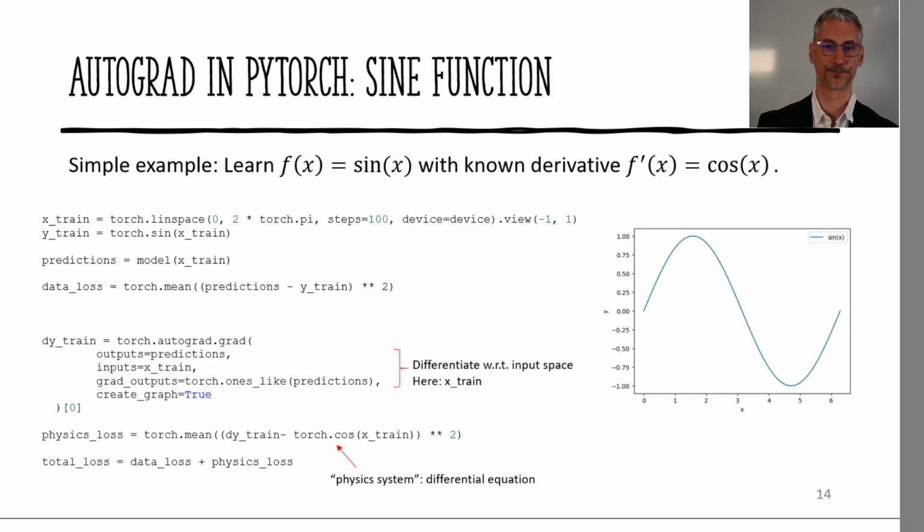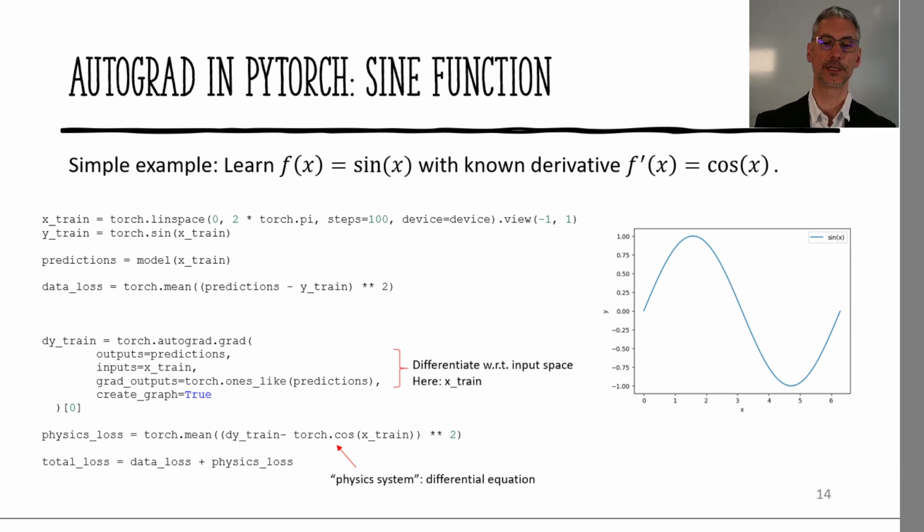and compare this to the differential equation. Let's take a simple example. Let's say we want to learn f(x) = sin(x) with a known derivative, cos(x). Right, so this is very simple, and we know the analytical solution, so we also know what to expect and what to compare to. So we make a first plot. We have our linspace up to 2π, and then our data is just the sine function of it, and then we have a model. So we can train that and make our predictions.